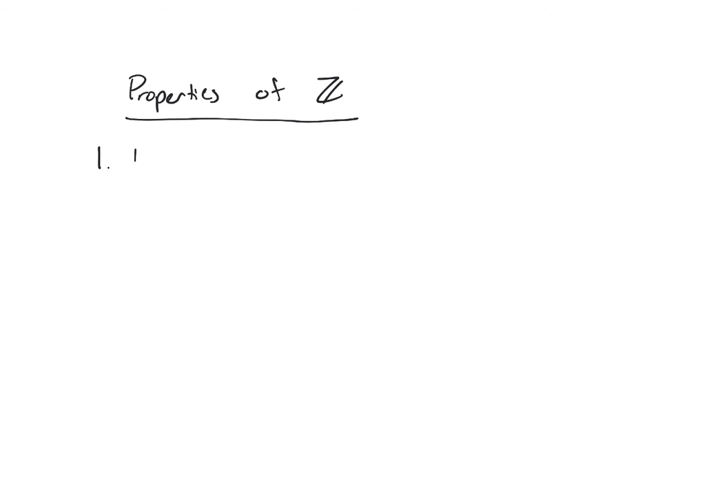For the first one, if I take two integers and add them together, it's still an integer. This is called closure for addition.